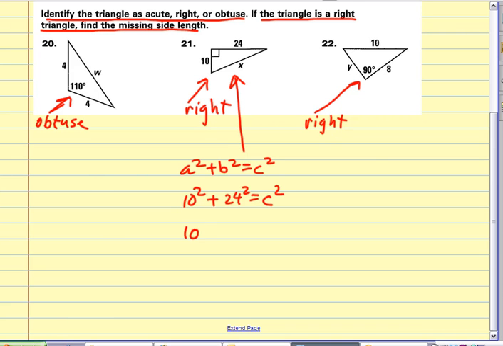10 squared is 100. Anybody have what 24 squared is? What do you think 24 squared is, Sydney? I think it's 576. I'm guessing though. Can someone check that for me? 24 times 24 is 576. Is that right? Good. And that's going to give me 676 is c squared. Now what's the square root of 676?